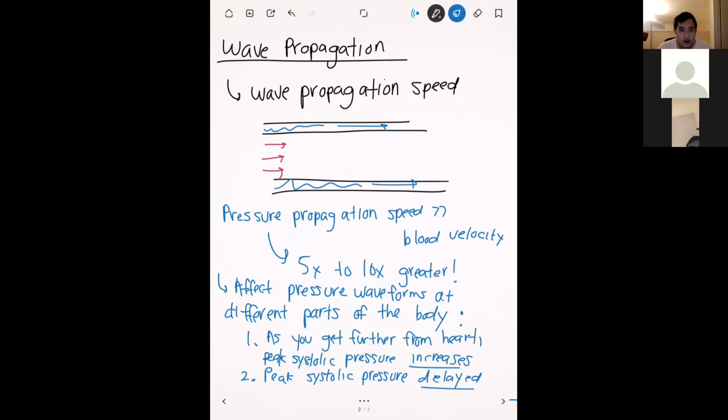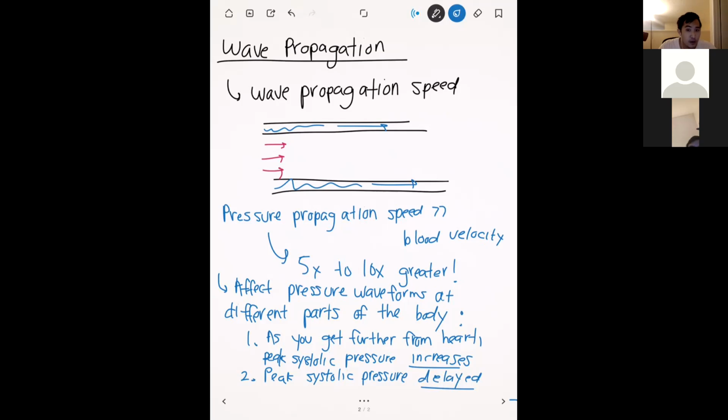So if you're measuring blood pressure somewhere close to the heart, whereas you measure somewhere like in your arm, right? If you measure the blood pressure in your arm, you're going to expect to see a higher systolic pressure, and the peak is going to be shifted to the right a little bit. Okay. All right. And so on the next page, I'll draw an illustration of that.